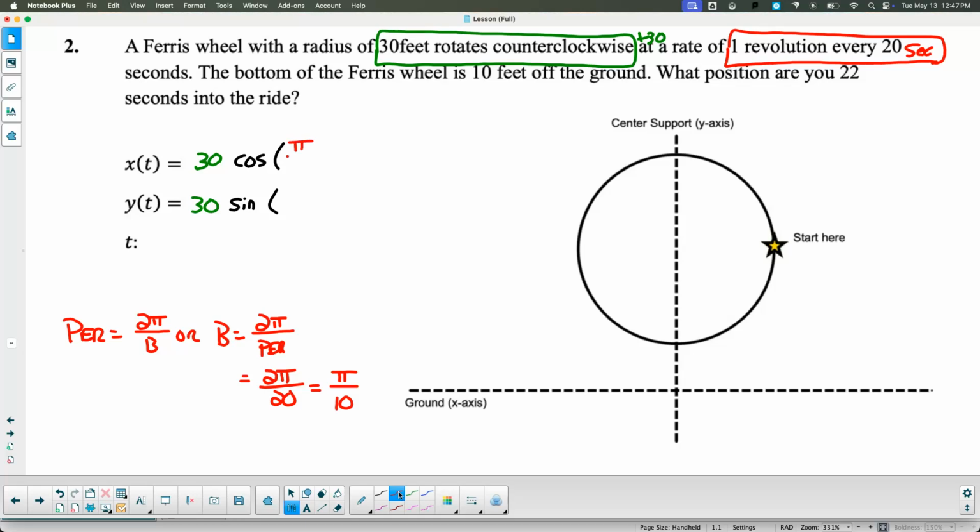If it was like 2 revolutions every 20 seconds, would it be like 2 pi over 10? So it'd be 2 pi over 10 or pi over 5. Yep, and that does come into play.